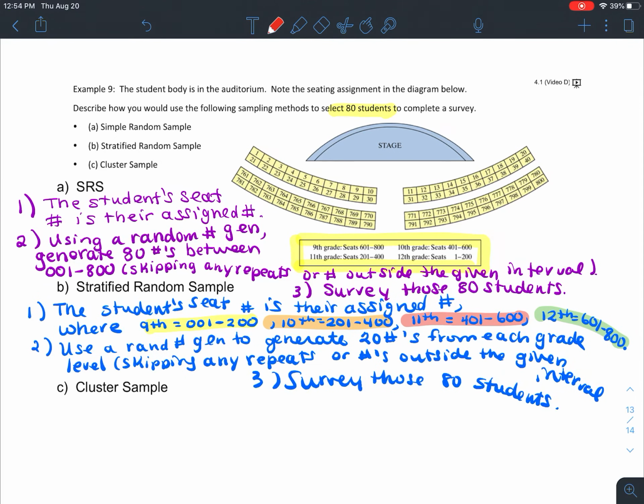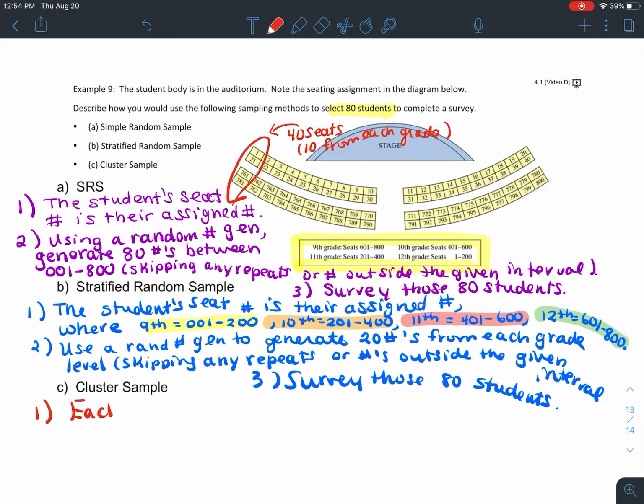Okay, now granted, this isn't a full picture of the auditorium, but if you were to visualize going down these columns, you're going to include some freshmen, some sophomores, juniors, and seniors. Remember, freshmen sit in the back of the auditorium and the seniors are in the front. So you've got to think through how many people are in a column. Each column would have 40 seats to it, 10 from each grade. So that's good to know.